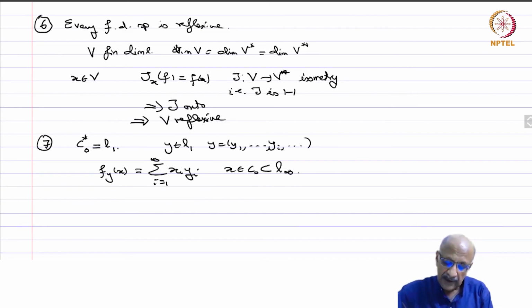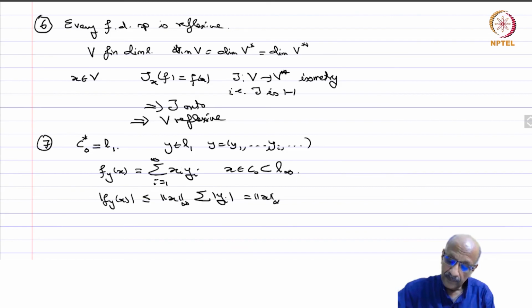By the Holder inequality, or even otherwise trivially, mod Fy of x is less than or equal to the maximum of all the xi, so norm x infinity times sigma mod yi, and that is equal to norm x infinity times norm y in L1. Therefore Fy belongs to C0 star, and norm of Fy is less than or equal to norm y1.